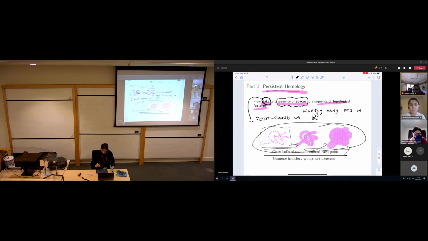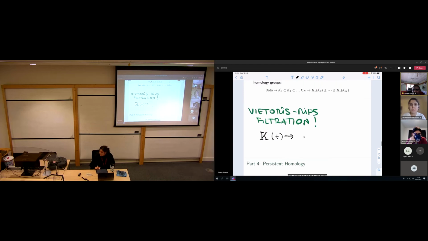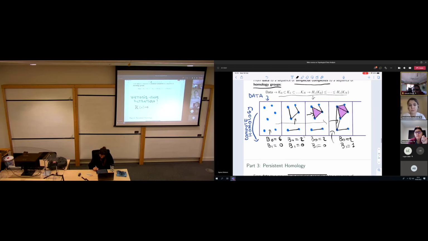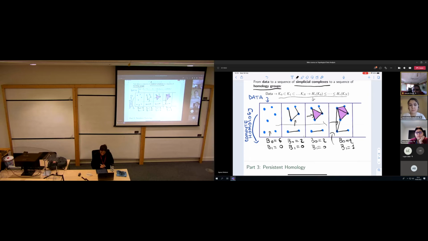Okay? Can you say a question? Oh, yes, please, go ahead. In the chat. Okay. Can you see it? Otherwise, I can repeat it. Why is B1 equal to zero for the third image? Because I have no one-dimensional hole, right? I have one cycle. This one.